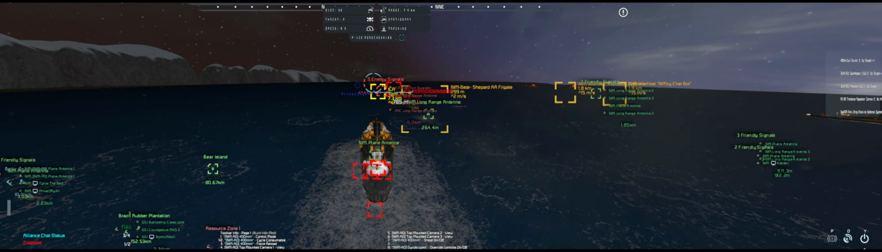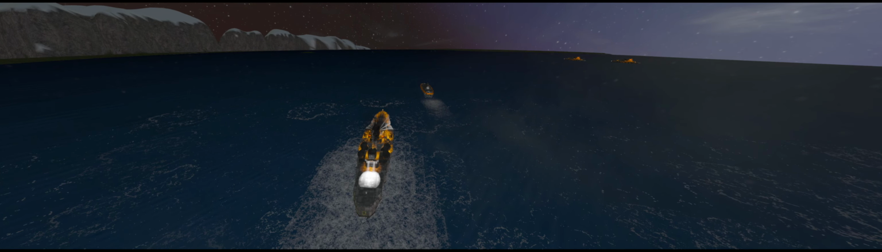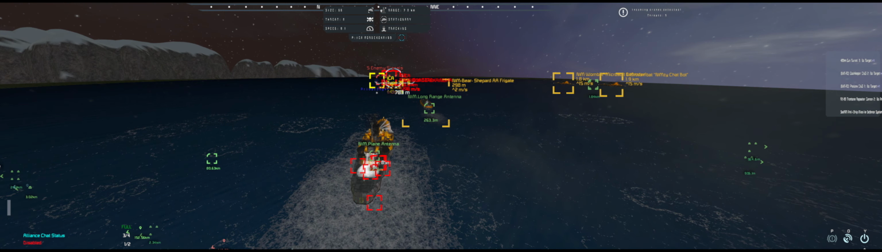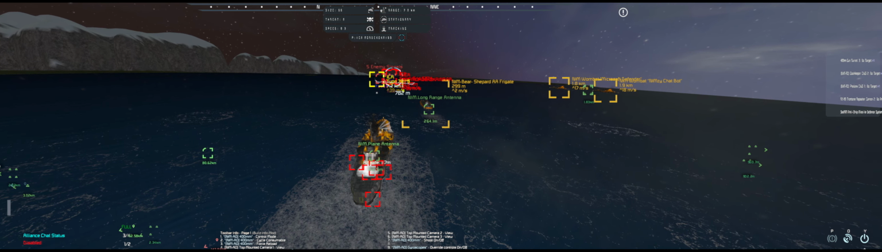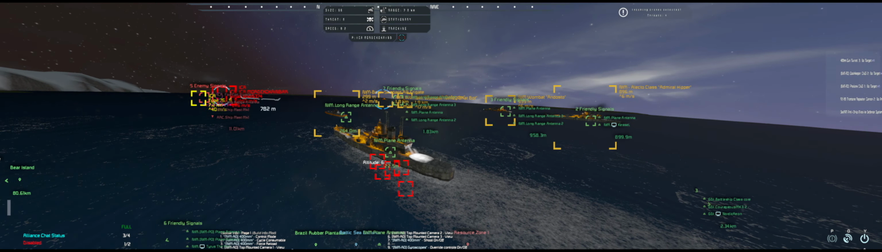I can't tell when it'd be engaging because of all the radar clutter. Yep. So I guess I'm just gonna be firing in a general direction. I think there are torpedoes underneath me. Yeah, there are torpedoes underneath me.